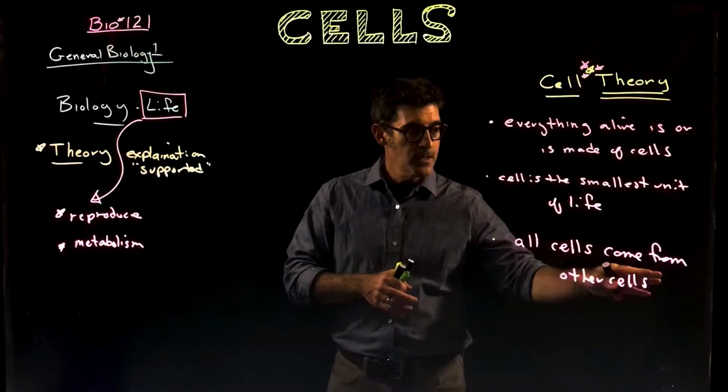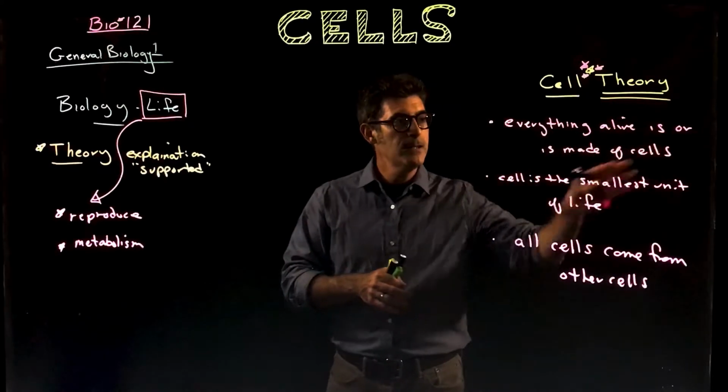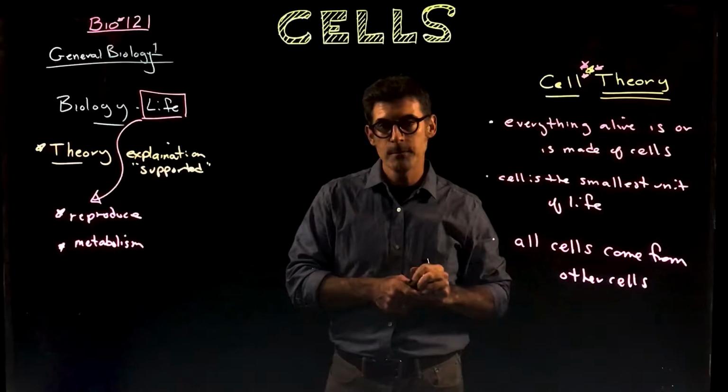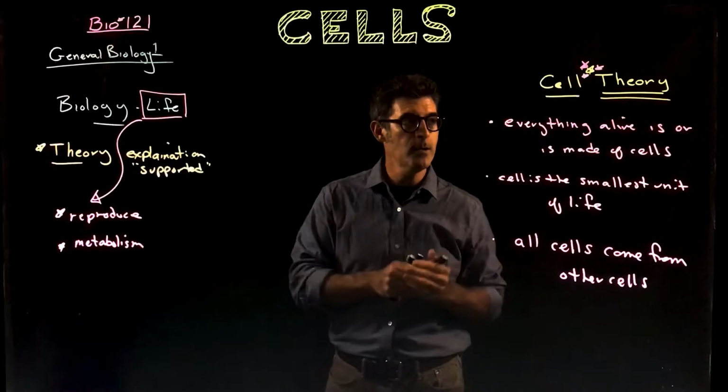Okay, so all cells come from other cells. Cells are the smallest unit of life, and everything alive is or is made up of cells. So make sure you know those three things, and that makes up what we call cell theory.